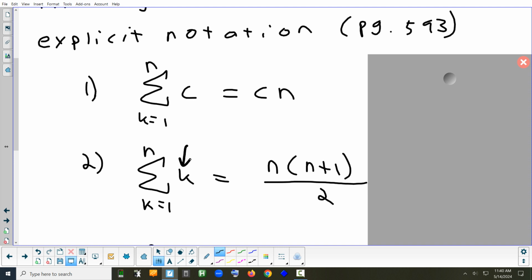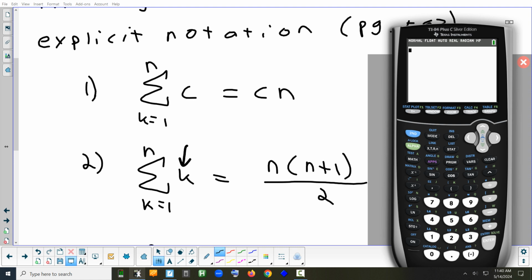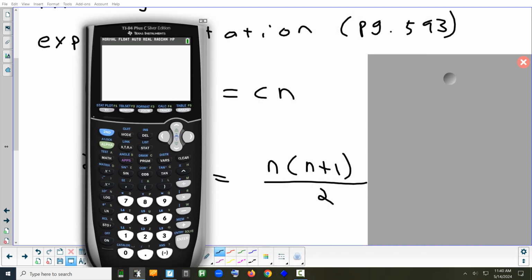So if you want to add up the first n integers, the formula to do that is n times (n plus 1) over 2. Let me show you that it works. Let's pick a number of integers to add up. Not too big, because I want to do it by hand, and then I want to show you how to do it the short way.